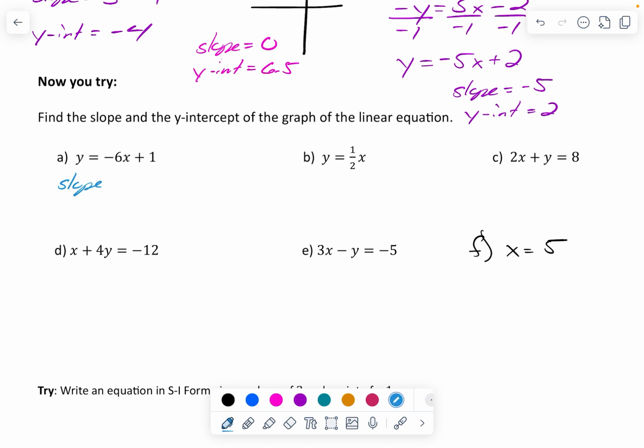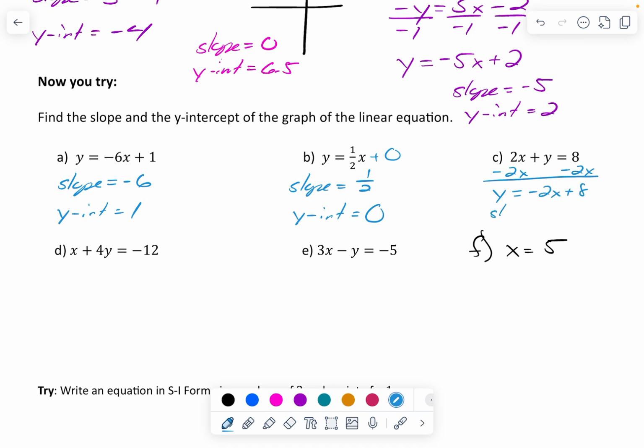So slope, -6, y-intercept, 1. Slope, 1/2. Y-intercept, do not write none. We don't write +0, right? So it's 0. It would go through the origin. That is the y-intercept, 0. For this one, we got to do a little bit of work. So we get y equals -2x + 8. And so my slope is -2, y-intercept 8.